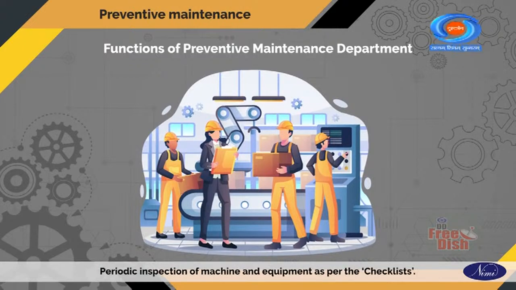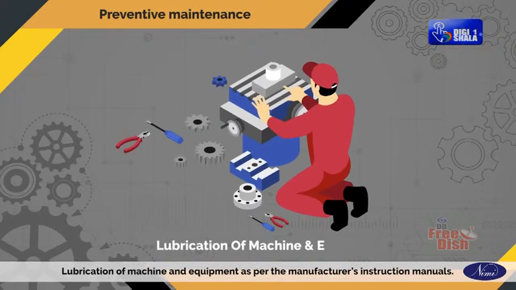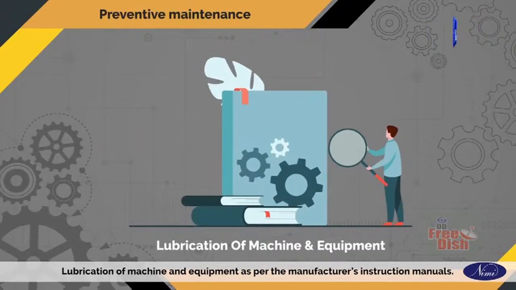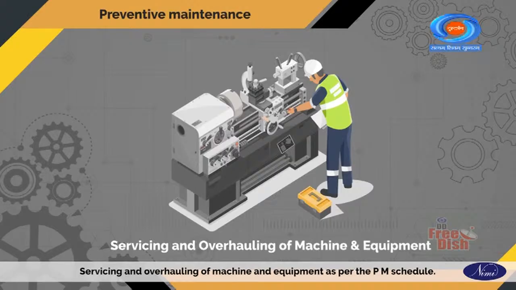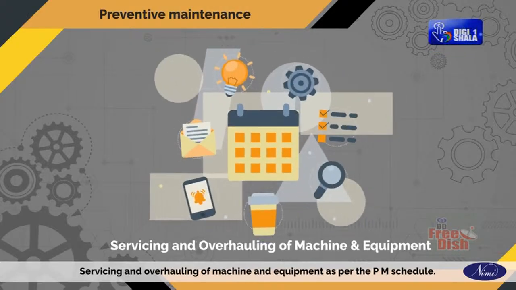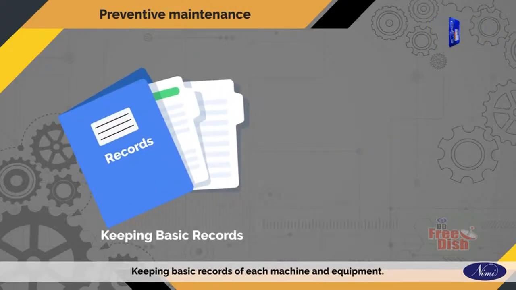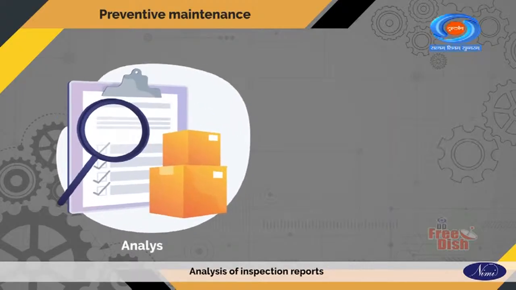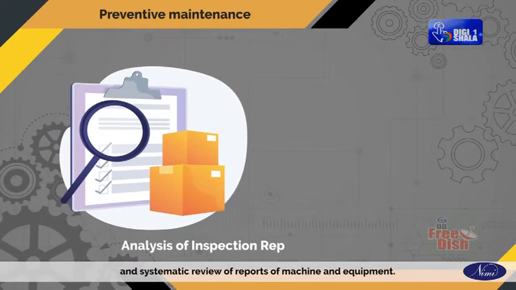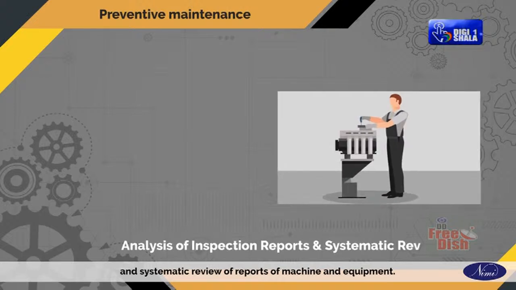Periodic inspection of machine and equipment as per the checklists. Lubrication of machine and equipment as per the manufacturer's instruction manuals. Servicing and overhauling of machine and equipment as per the PM schedule. Keeping basic records of each machine and equipment. Analysis of inspection reports and systematic review of reports of machine and equipment.